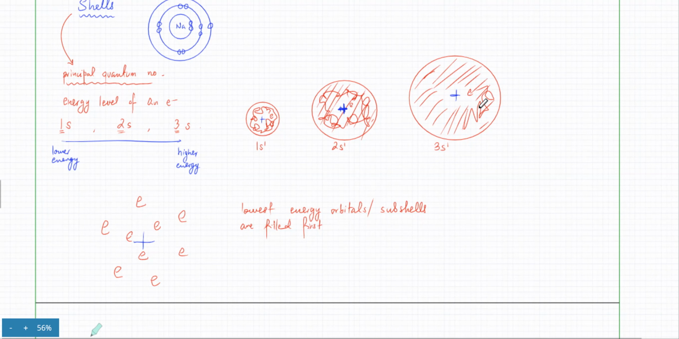Or if it's in the third shell, then it would be very energetic and the electron would occupy regions much, much further away from the nucleus.